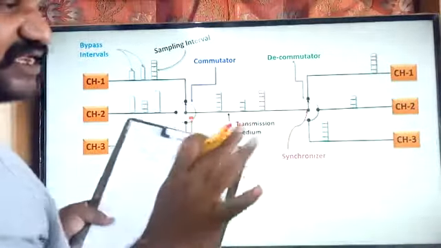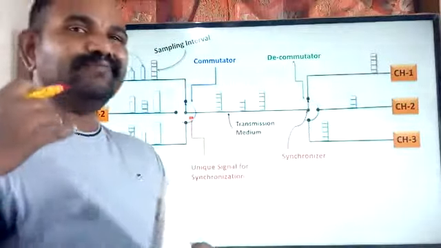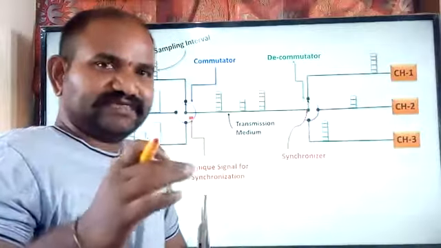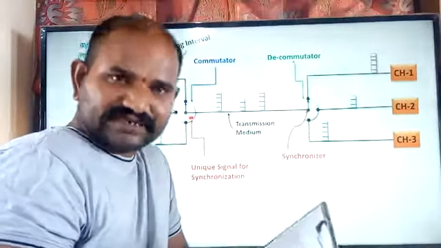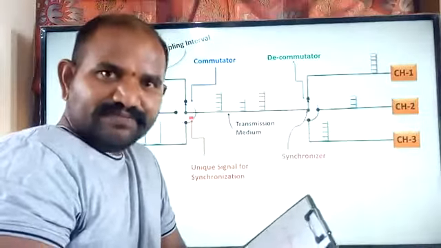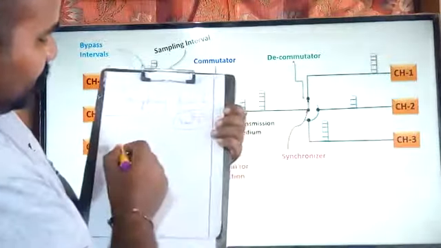Remember, in the case of pulse code modulation and amplitude modulation in general, the sampling is going to be done based on the Nyquist rate. The sampling is going to be done based on the Nyquist rate. Nyquist rate says that sampling is nothing but what we have seen, right?